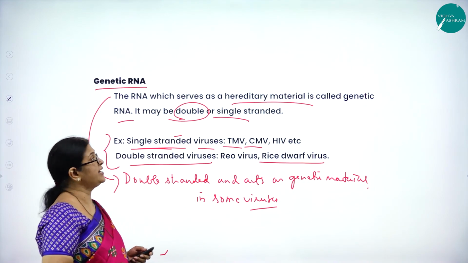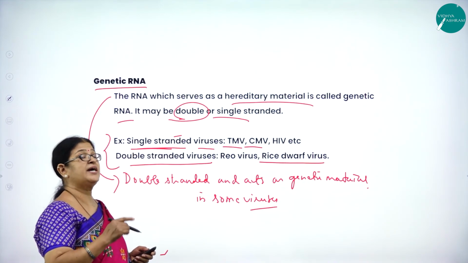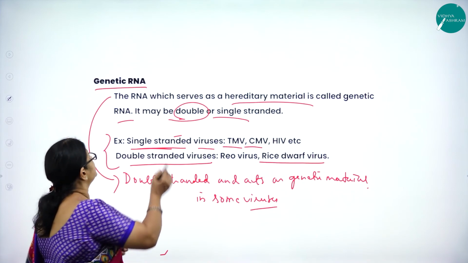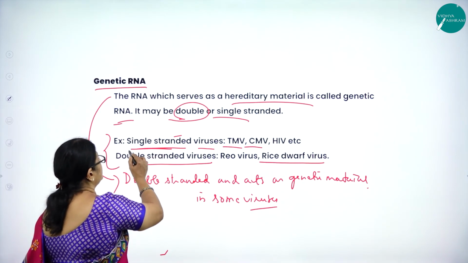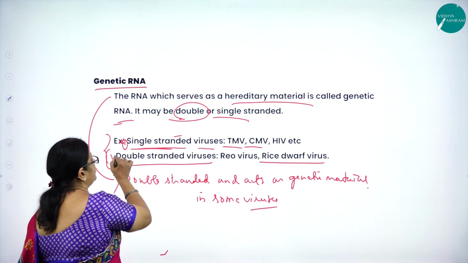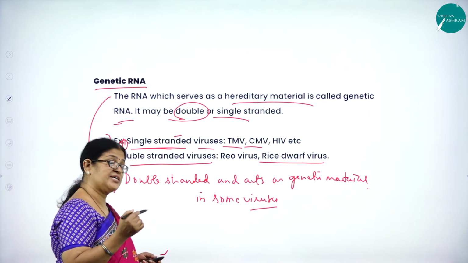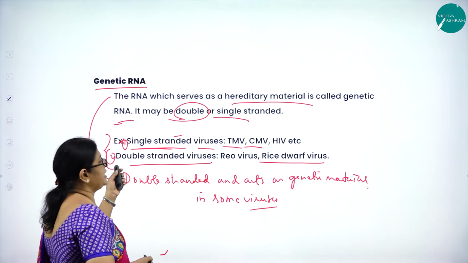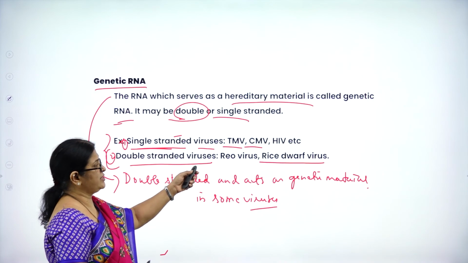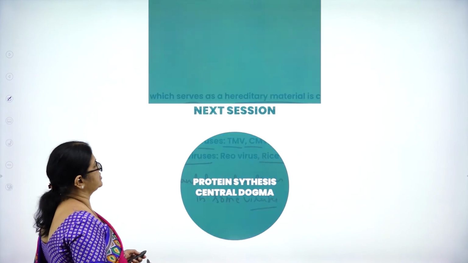So what is genetic RNA? The RNA which serves as a hereditary material is called genetic RNA. It may be double or single-stranded. So what are the examples you are going to give for single-stranded viruses which have single-stranded RNA? Like TMV, CMV, HIV, etc. And double-stranded, like we have Reo viruses, rice dwarf viruses.